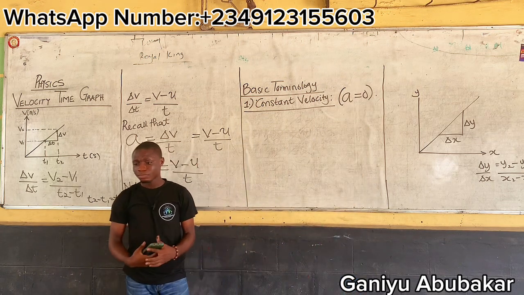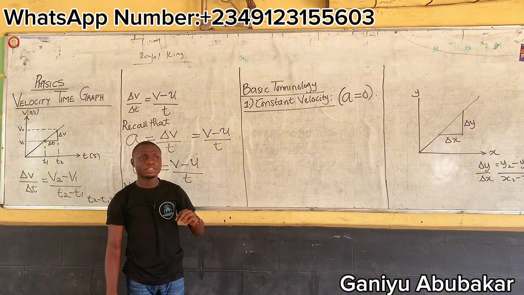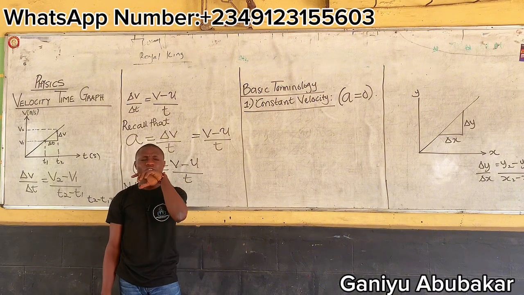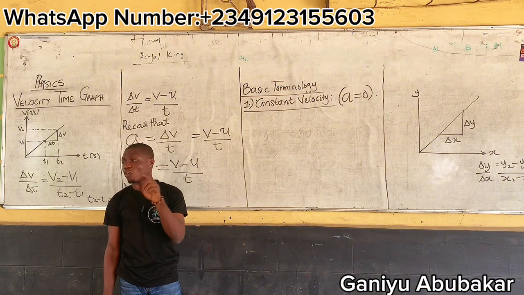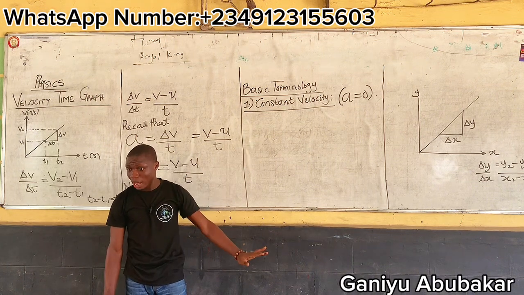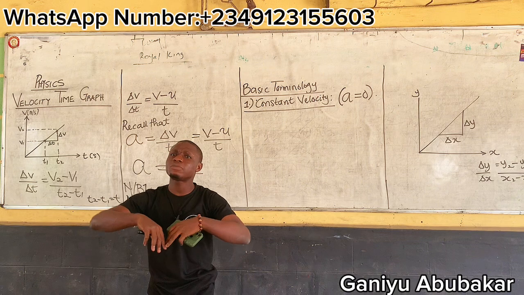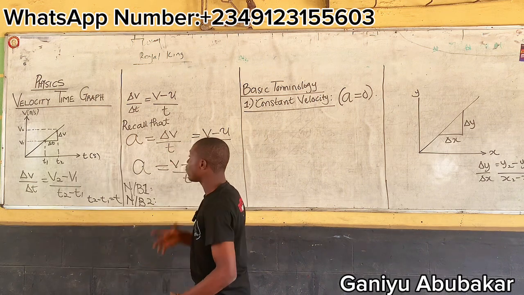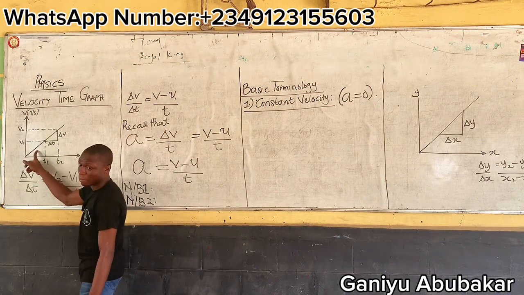Now listen up. Here's the thing. Whenever you hear the word constant velocity, it means that acceleration, a, is 0. Now, how do you express it for acceleration? I'll show you how to express it in a diagram.